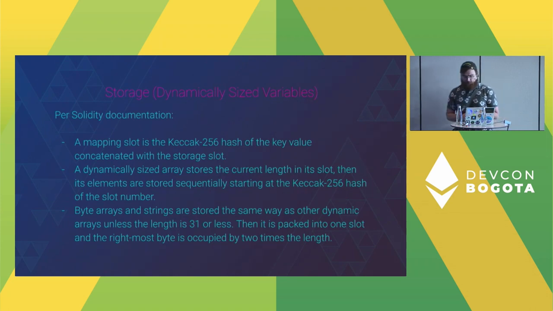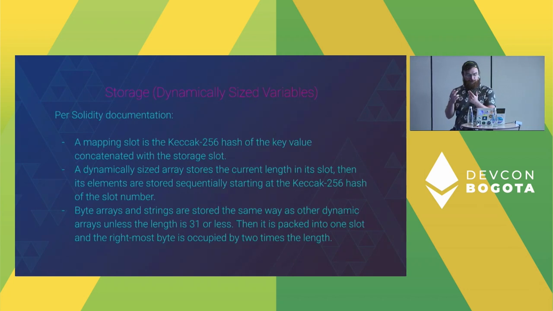Next, for dynamically sized variables, again per the documentation in Solidity, a mapping slot is the hash of the key value concatenated with the storage slot. Right. So let's say, for example, a balance mapping in an ERC-20, which maps an address to a UINT256. Let's say it's in slot 0. Whenever you need to read or write to this, we're going to take that address, pad it to 32 bytes, and concatenate that with another 32 bytes, which is the slot. It's going to be 0. And then we hash all of that, and that's where the actual value is stored.